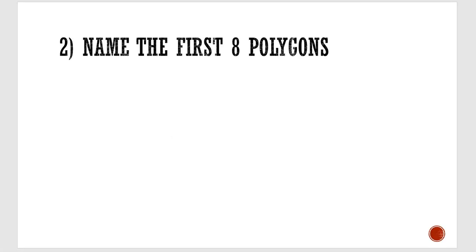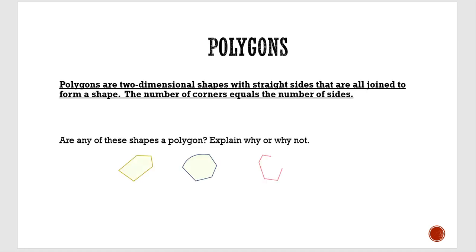Okay, for our second question, it asks us to name the first 8 polygons. Okay, so just to recap what a polygon is, just in case you have missed out on a lesson that involved polygons, please write this down. Polygons are two-dimensional shapes, so 2D shapes, so not popping out, with straight sides that are all joined to form a shape. So if I look at these examples down here, the first one is a polygon because it has straight sides, all the sides are straight, and all the sides are joined, okay? And it's a 2D shape.